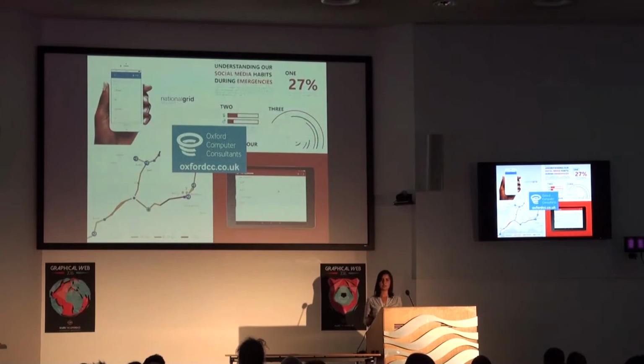Just as an introduction first, I'm the head of design at a software company based in Oxford. I'm a UX designer with over 13 years of experience, and OCC works mostly with health, engineering, sciences, and social care projects. So our projects are very complex in terms of data, and there are usually large data sets that you need to work with.